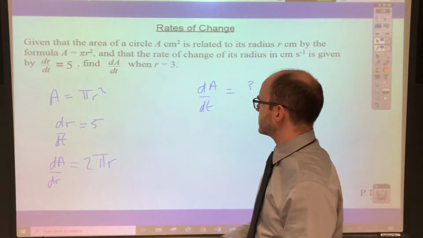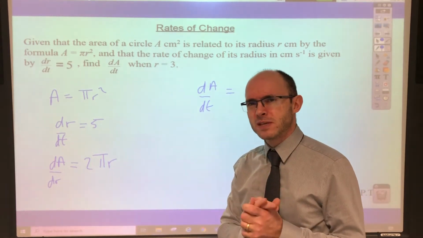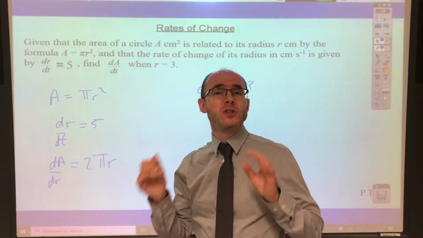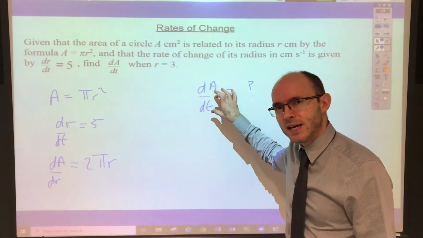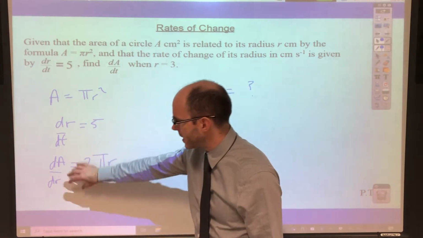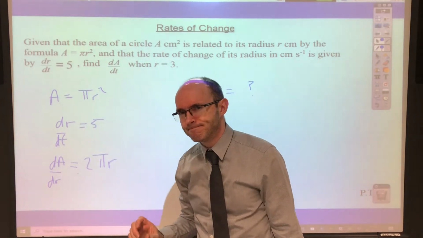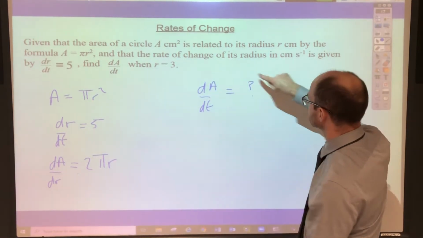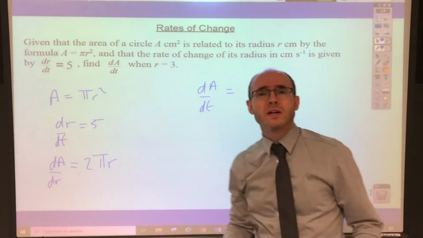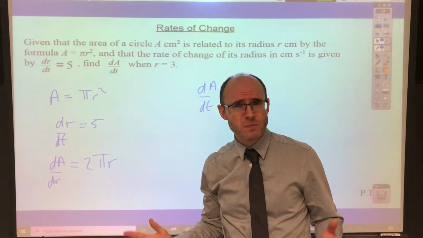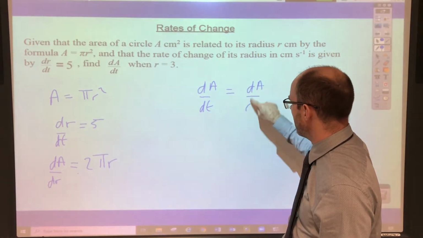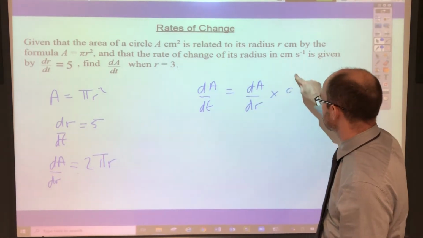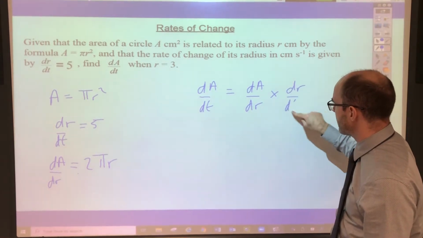So what are we going to do with this? Now, I'm going to ask you to think about this. Is there a way, using your knowledge of derivatives, to get an expression for dA/dt using dA/dr and dr/dt? Yes, there is a way. It's called the chain rule. Remember the chain rule? Let me just write it out. If we have dA/dr multiplied by dr/dt, that is effectively the chain rule.